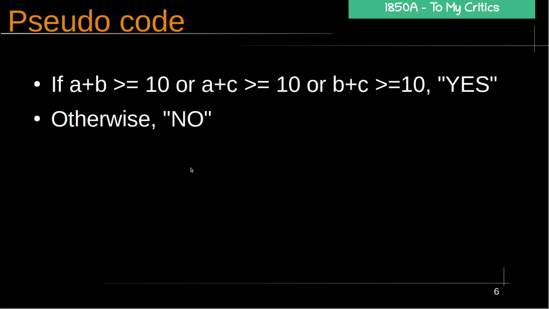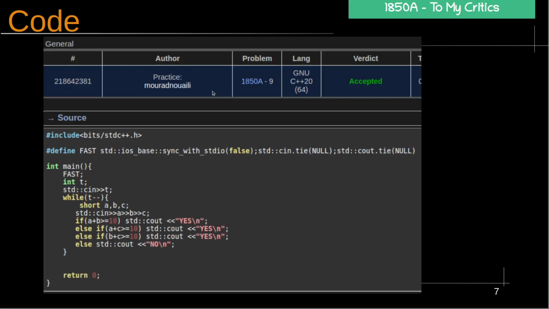It's very simple. The pseudocode of the problem: we can use this formula. If A plus B is greater or equal to 10, or A plus C is greater or equal to 10, or B plus C is greater or equal to 10, we output yes. If there is at least one such pair, we output yes. Otherwise we output no, because we use or here. This is the code in C++.